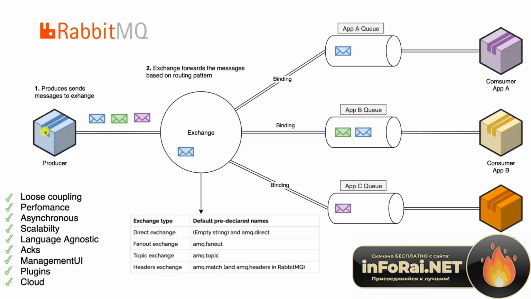When producers want to send messages, these messages will first land inside of the exchange. The exchange then forwards the messages based on a routing pattern. Now, this is possible through the binding. The binding is what binds the exchange to a particular queue.